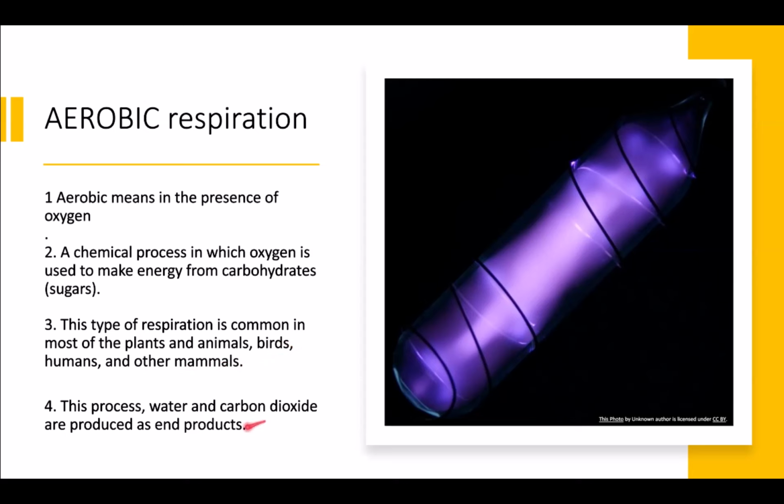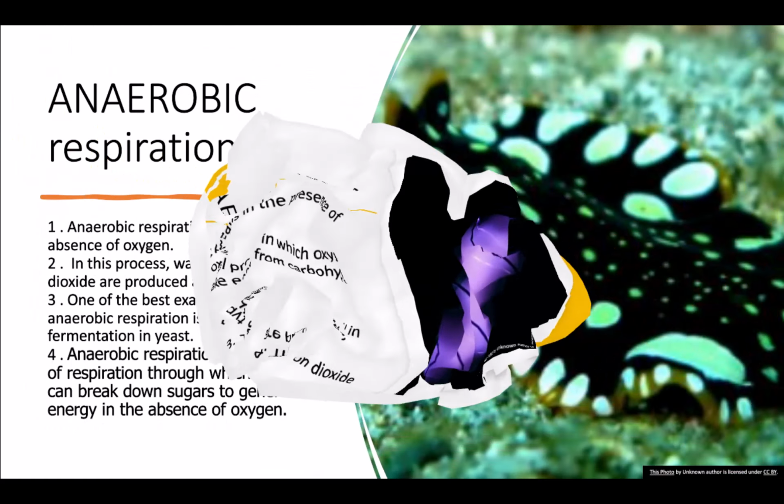In this process, water and carbon dioxide are produced as end products. As you know, in the equation, the first things are the reactants, and the things after the arrow are called the products. In this process, water and carbon dioxide are produced as end products.